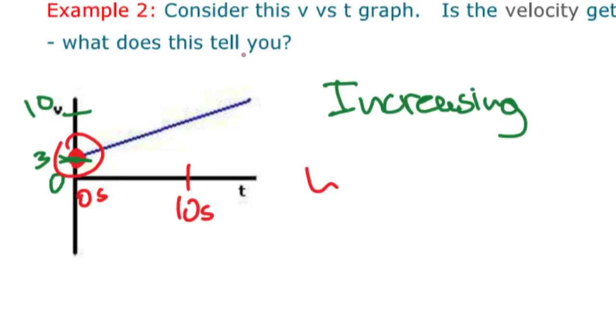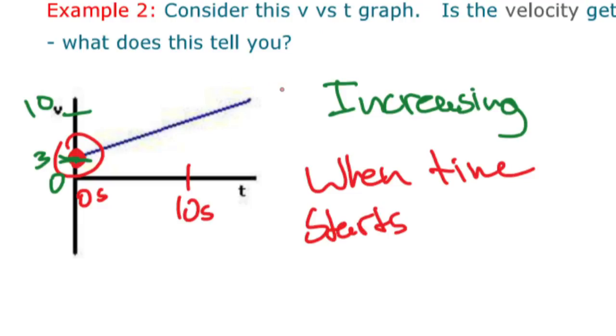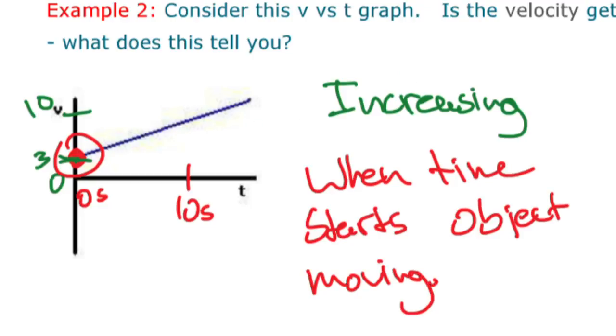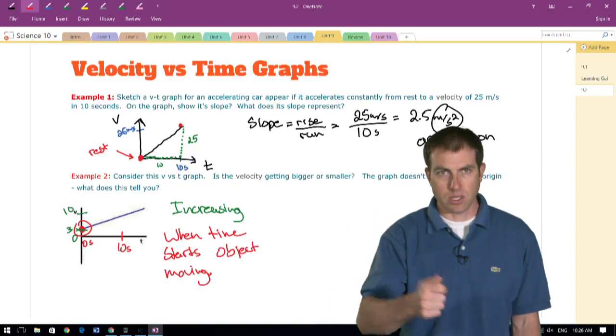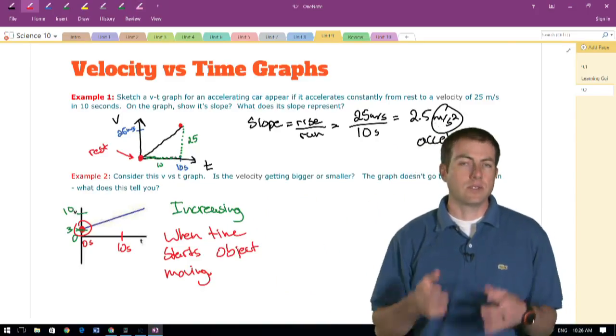So when time starts, the object's moving. Before we even start our stopwatch, this car or ball or whatever, it's already rolling. It's already moving. The car is moving somewhere. Time equals 0, it's already going. It didn't start from rest.